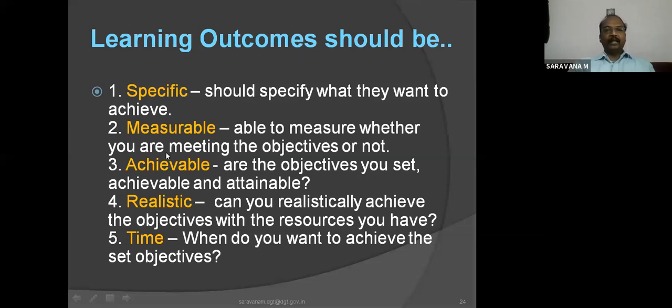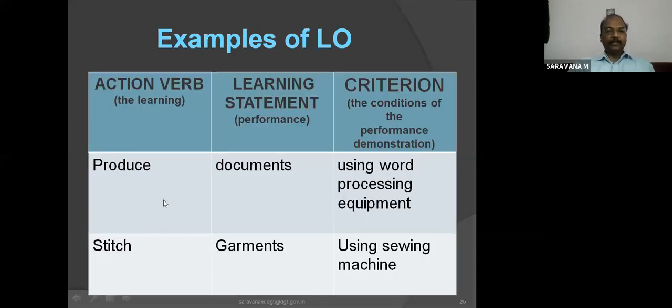And you see some examples of learning outcomes: action verb, kriya. When you write the statement, the first word is an action verb, an action word. We should start the learning outcome statement with an action verb. So produce, stitch. You see, produce documents using word processor software, and stitch the garment using a sewing machine. Here, produce and stitch are action verbs. The learning statement is document and garments. And the criteria is using the sewing machine or using the word processor software.